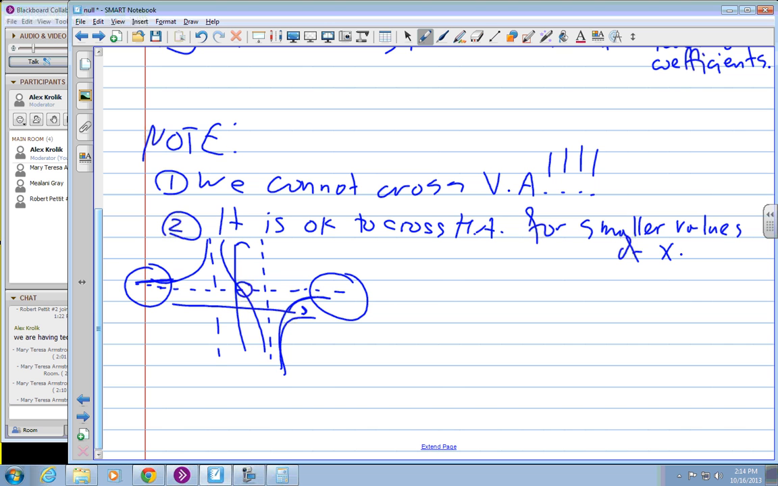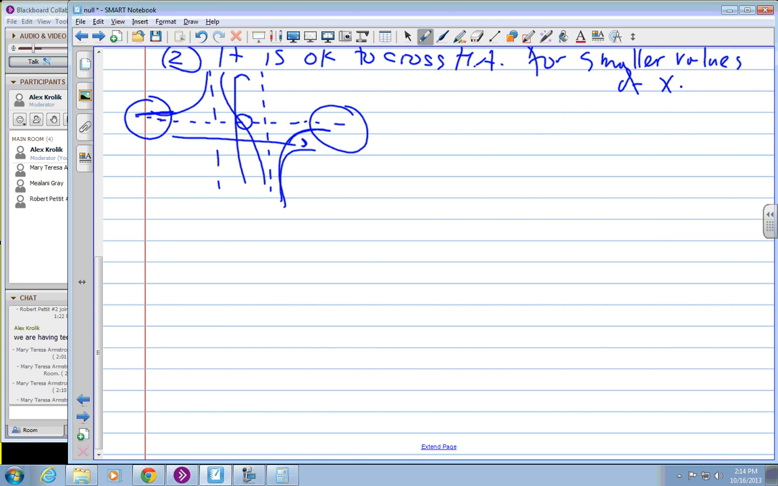There are functions, not necessarily rational functions, where if this is a horizontal asymptote, the function can do this, kind of crossing it infinitely many times, but the amplitude of the crossing gets smaller and smaller, so eventually it evens out and approaches that asymptote. But it's okay to cross horizontal asymptotes, nothing bad happens. Vertical ones, you cannot touch those. Okay?